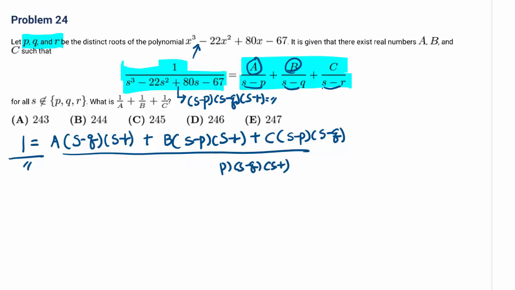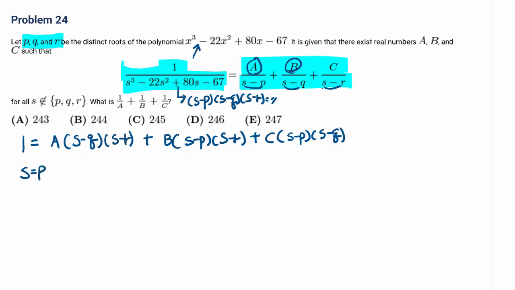Now I'm going to delete this one. We don't need the denominator, just compare the numerators, because this equation is an identity. For any value of s they are always equal. Especially if s is p, this is 0 and this is 0, so we get 1 equals A times (p minus q)(p minus r).